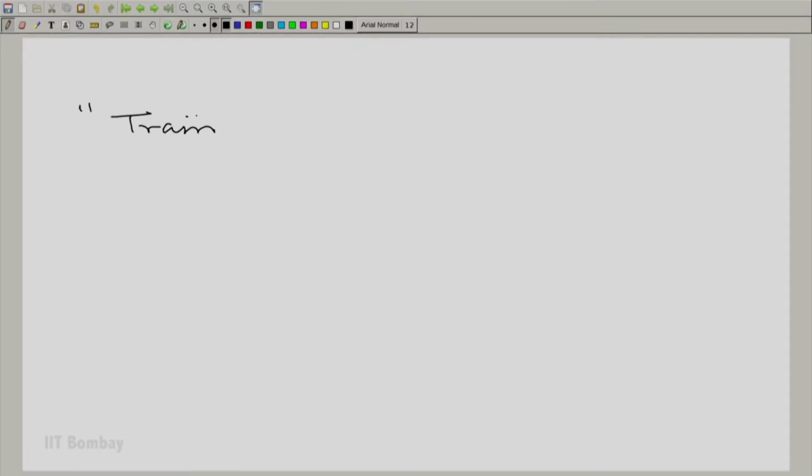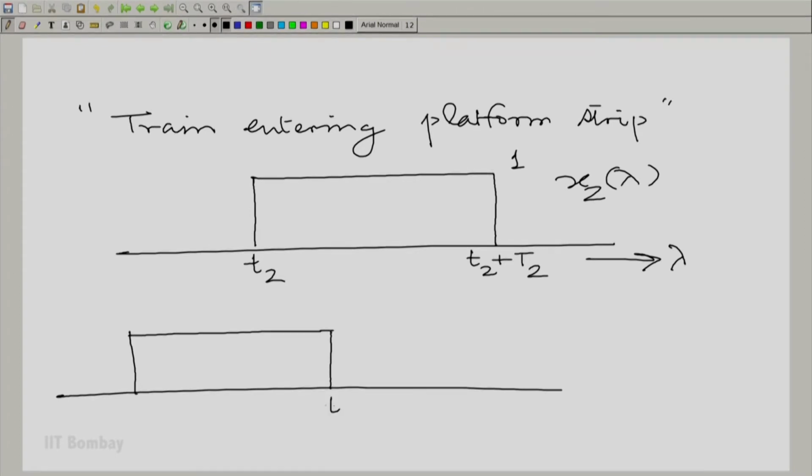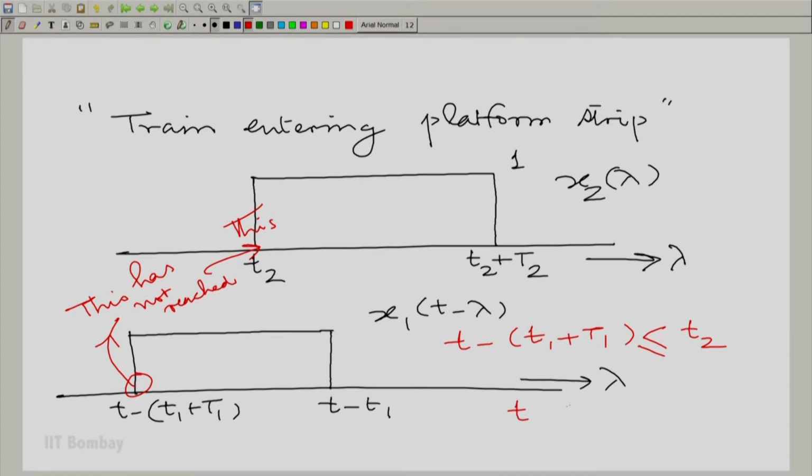So, train entering the platform strip. The situation is this: this is x2, this is x1, and clearly this has not reached this. In other words, t minus t1 plus capital T1 is less than t2. In fact, you could put less than or equal to it. In other words, t is less than or equal to t2 plus t1 plus capital T1, and we take this region first. Now, in this region, what is the situation?